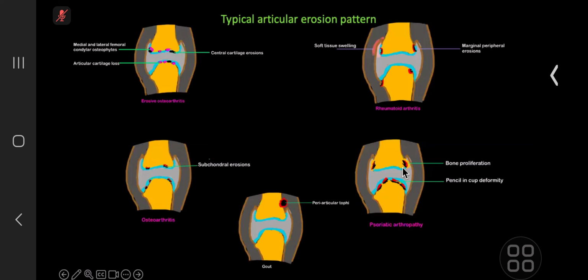And in psoriatic arthritis, there will be bony proliferations. You can actually appreciate that.